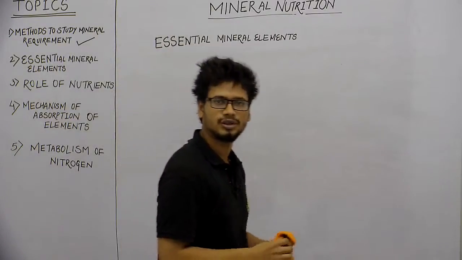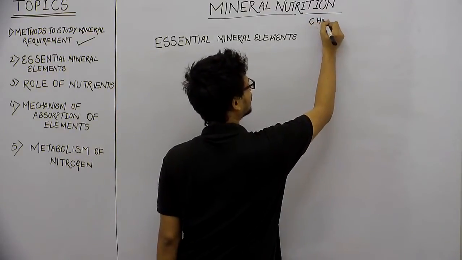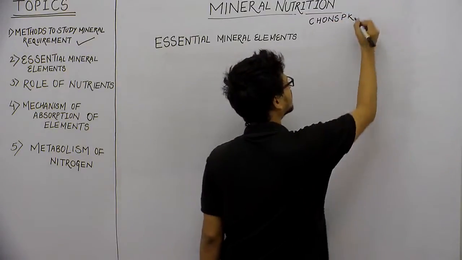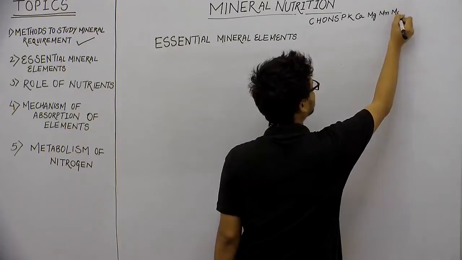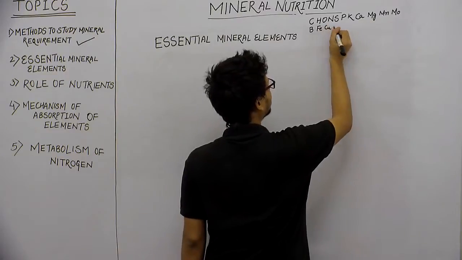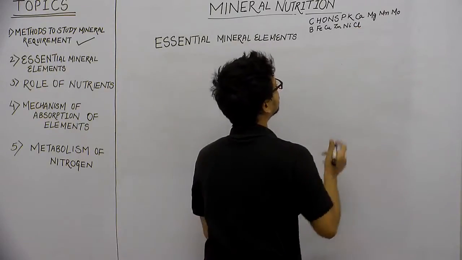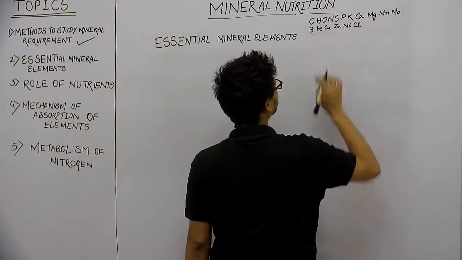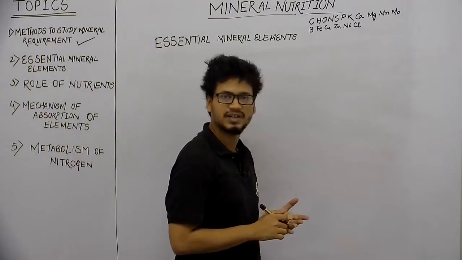We will again write down the 17 elements that are very essential. Those were carbon, hydrogen, oxygen, nitrogen, sulfur, phosphorus, potassium, calcium, magnesium, manganese, molybdenum, boron, iron, copper, zinc, nickel, chlorine. So we have those 17 elements with us, which are very essential for plant growth.